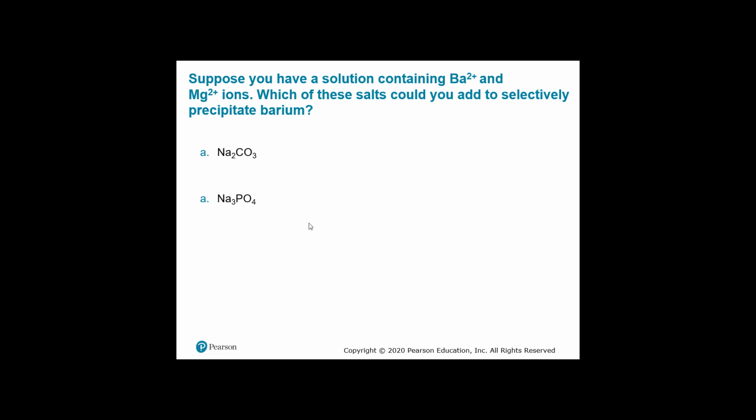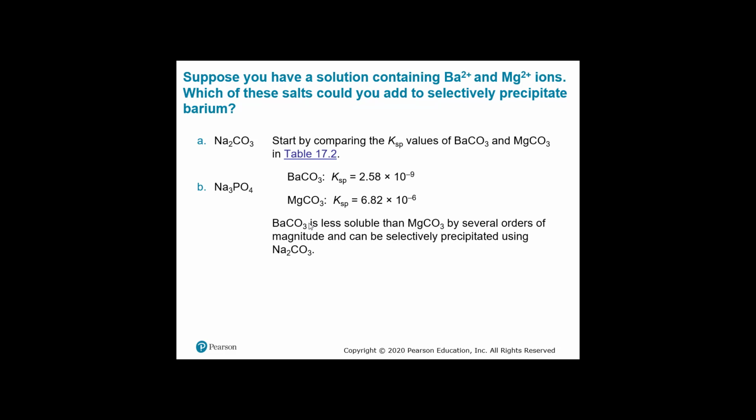Suppose you have a solution containing barium and magnesium ions. Which of these salts could you add to selectively precipitate barium? So let's take a look at these. Again, we're going to look at KSP values. What we're doing is actually looking at A first. I should have made that clear. B, we're going to do on the second page. So they picked barium carbonate and magnesium carbonate. Why? Because we want to look at the KSP values.